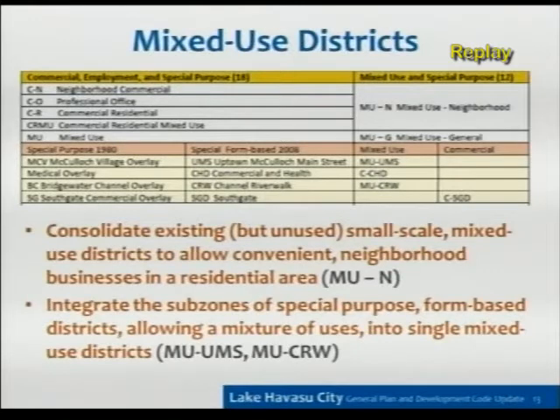And CRMU only exists on the island, and that was a merging of mixed use with commercial residential, which in and of itself, even just the name implies a mixed use area combining commercial and residential.